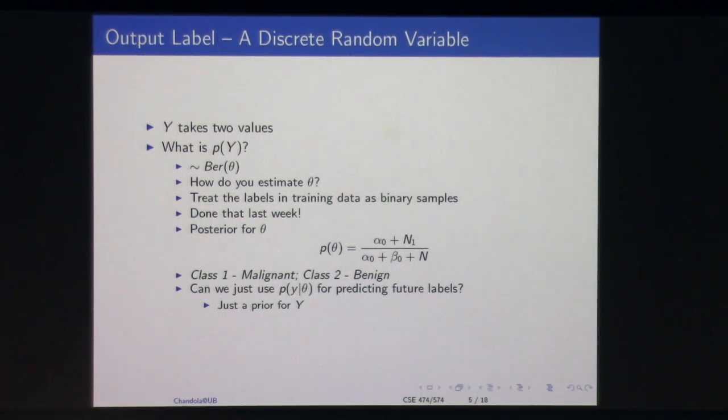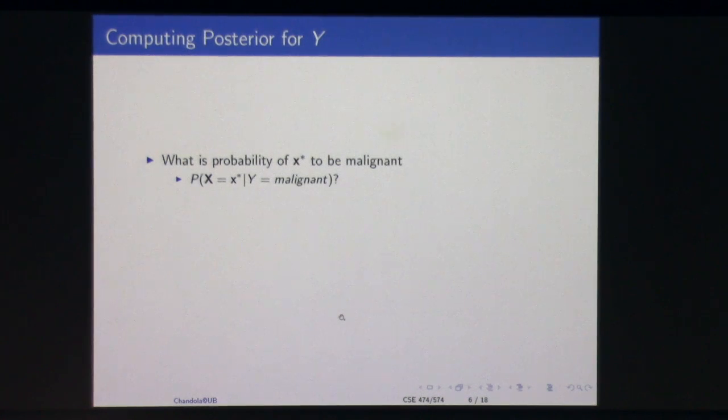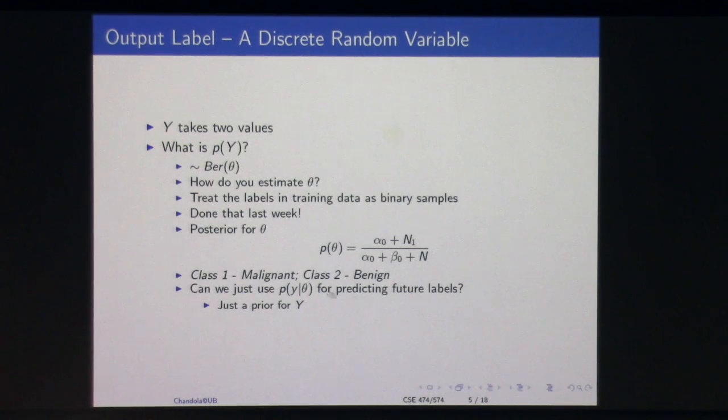But that is just a prior for y. Here I'm using prior twice. One is a prior that we apply when we are estimating the parameters, but if we only look at y and ignore x, I call that also a prior. So you can think of this as just the prior probability that y will be malignant.